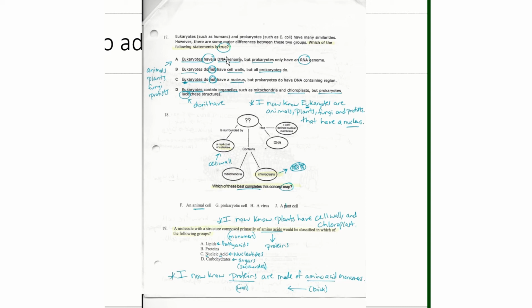17. Which of the following statements is true? Eukaryotes have a DNA genome, but prokaryotes only have an RNA genome. Eukaryotes are animals, plants, fungi, protists. That's a eukaryote. They have DNA. Well, you are a part of this. Do you have DNA? Yeah. What about prokaryotes? Didn't we just see one?